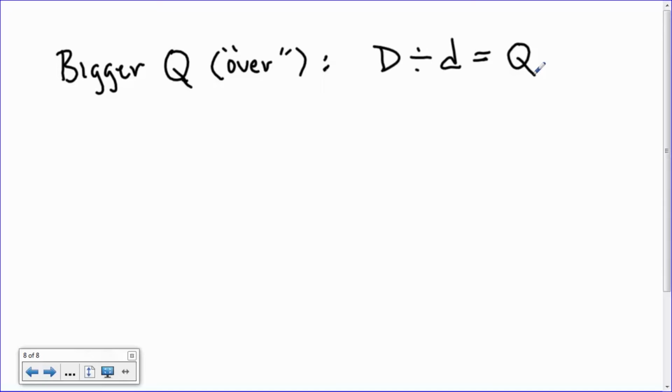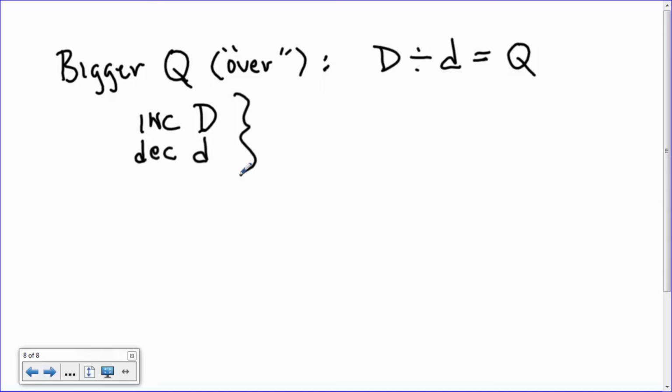Well, if you think about it, it makes some sense that if I increase D, the dividend, or decrease the divisor, either one of these, or both, will make the resulting quotient bigger.